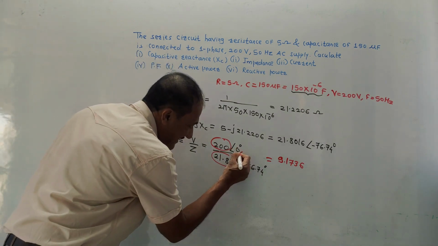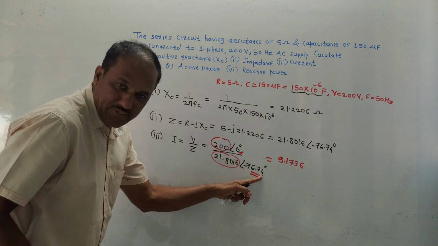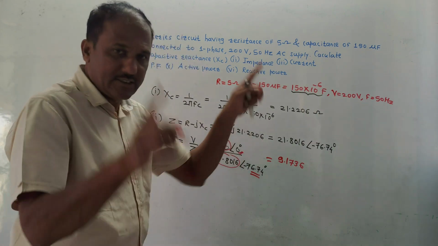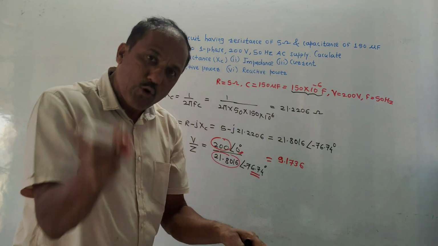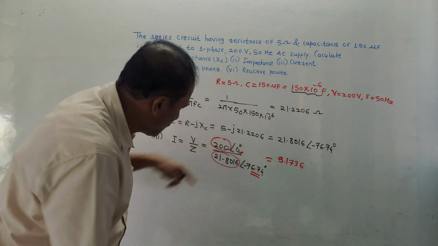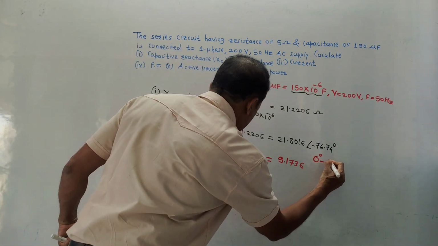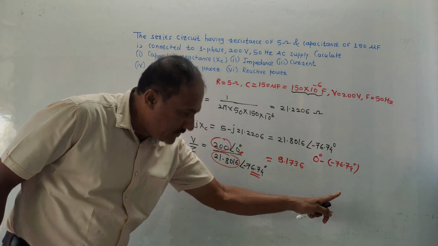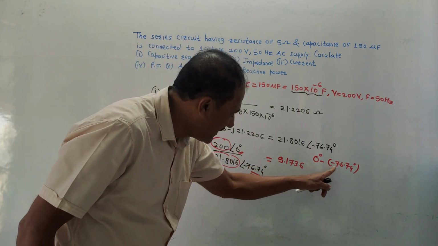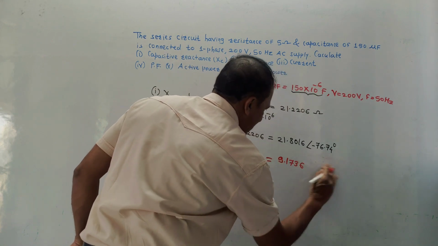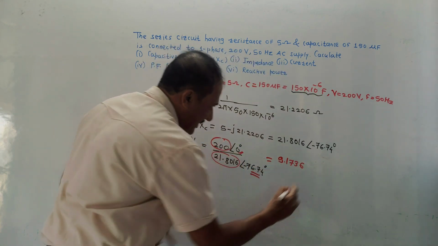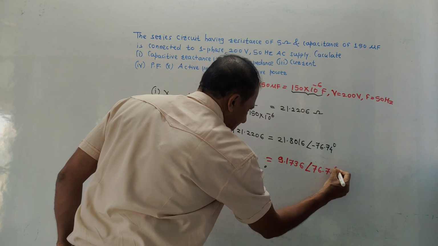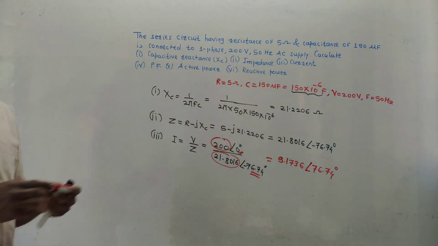Now these are angles, this 0 degree and this minus 76.74. While performing division, if you have angles, perform subtraction. Subtract the denominator angle from the numerator angle. The numerator angle is 0 degree. So this subtraction will be 0 degree minus of minus 76.74. Minus minus becomes plus. So the final answer will be the value I got after performing this division, 9.1736, at an angle 76.74 degrees. This is the final equation of the current.